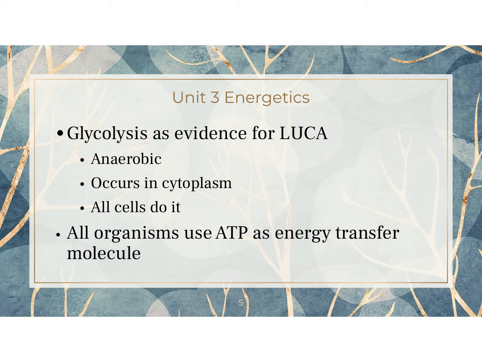In Unit 3 for energetics, we used pieces of evidence that glycolysis was the biochemical pathway for energy breakdown in LUCA. We talked about glycolysis being anaerobic, that it occurs in the cytoplasm, and the fact that all cells do it. There's also this concept that all organisms use the same energy molecule of ATP to power those exergonic reactions. Now, it's very unlikely that these organisms all came up with this ATP molecule as the energy currency on their own. It must have come from a common ancestor that then passed it on to the next generation.